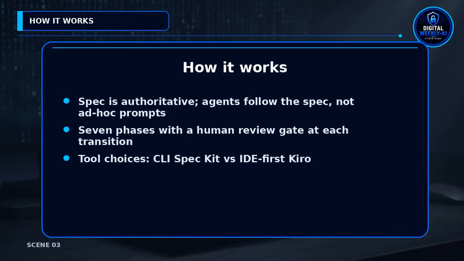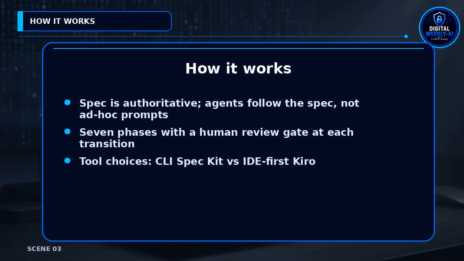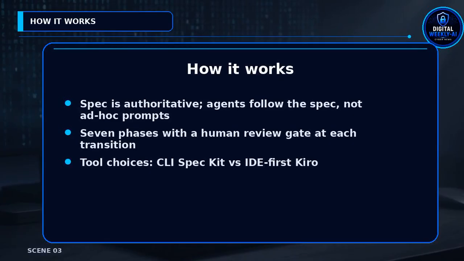Spec-driven development makes the specification the source of truth. The workflow has 7 phases with a human review gate between each. That gate is the primary safety mechanism. SpecKit is a CLI-first toolkit. AWS Kiro is an IDE-first product that enforces gates.